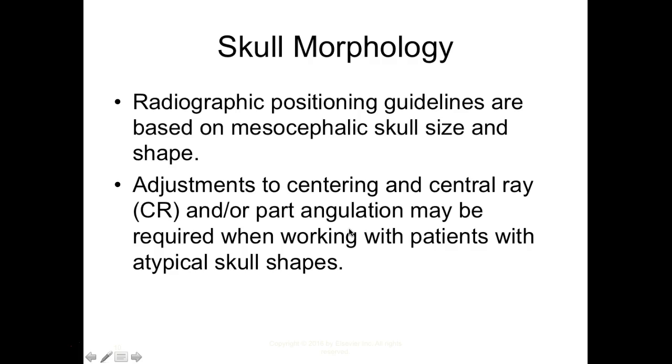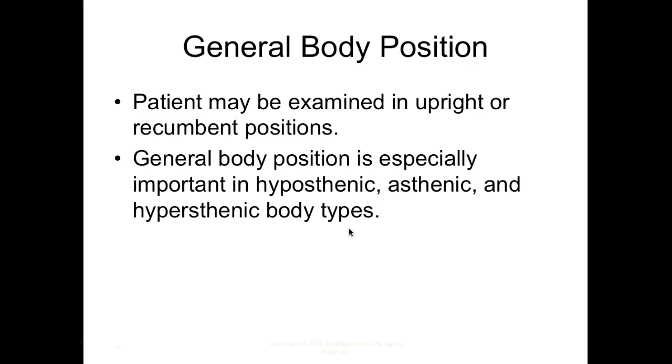All right, so based on skull type and shape, we have to adjust the patient so that we can get our CR entering and going through the body the way that we want it to. So the patient, typically for any skull work, we want them upright. There are times where the patient's on a backboard or they can't sit up, they're too unstable, and we're going to do it supine. But if you have an option, you're going to want to do everything upright.